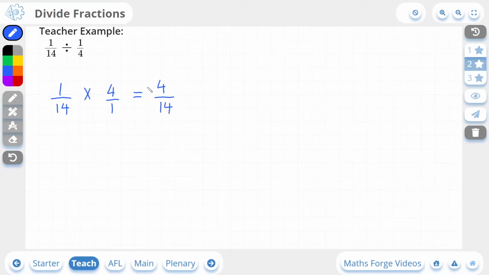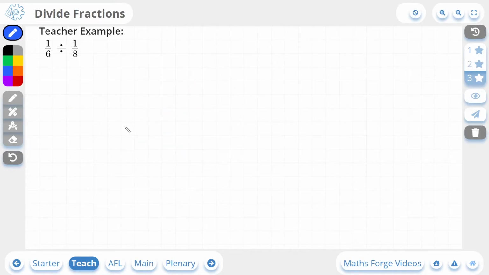Now this is not in its simplest form. 4 over 14 can be simplified further. I'm going to divide the numerator by 2 and the denominator by 2, since this is the largest number that can divide into both the numerator and the denominator. And 4 divided by 2 is equal to 2. And 14 divided by 2 is equal to 7. And if we check our answer, there we go.